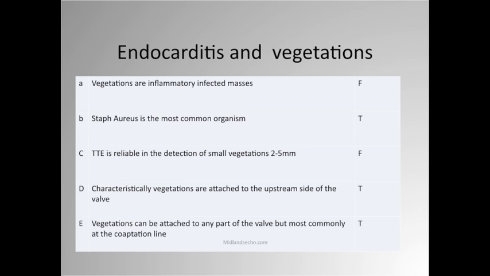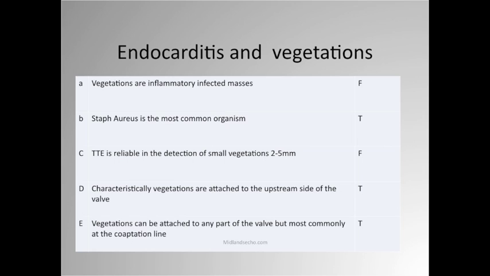And then the final question, endocarditis vegetations. Vegetations are inflammatory infected masses. Well, that's usually true, but not always true. Therefore, I think you have to say false, because vegetations are inflammatory masses which may be infected. So things like lupus give you sterile vegetations. Staph aureus is the most common organism, that's true.